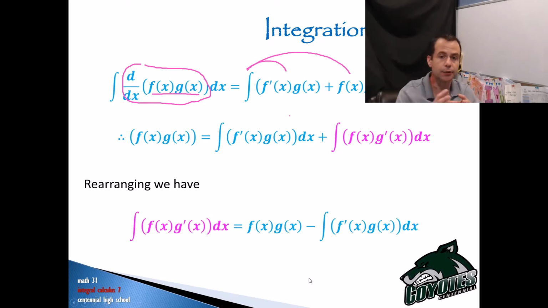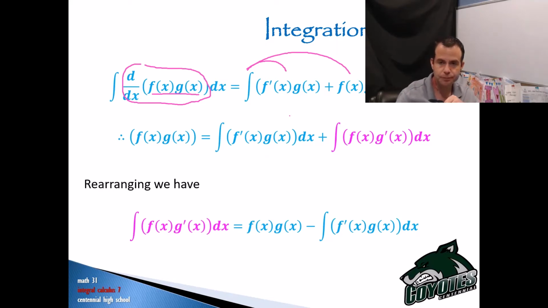Okay, so the integration, I originally started this conversation saying, how do we integrate what that pink statement is? How do we integrate f of x times the derivative of g of x? Well, the integration of that will be f of x times g of x minus the integration of the derivative of f of x times g of x.